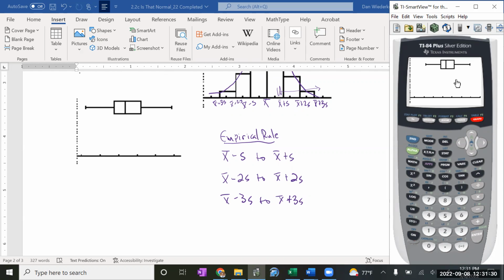Change it to a histogram. There we go. Change this to a histogram. So now let's graph it. See, there we go. All right, so there's our data.